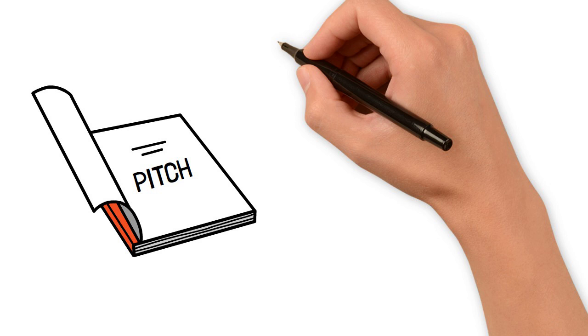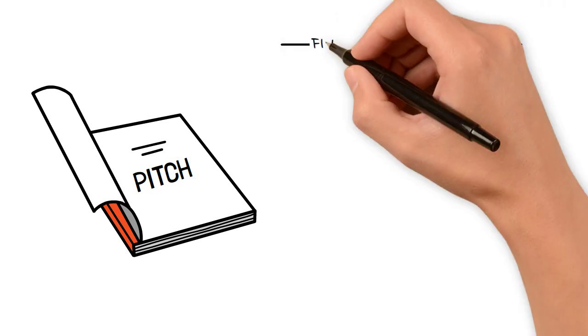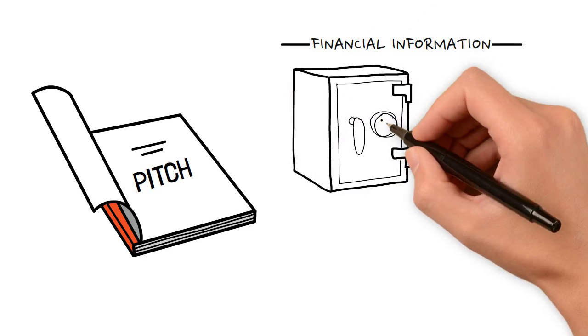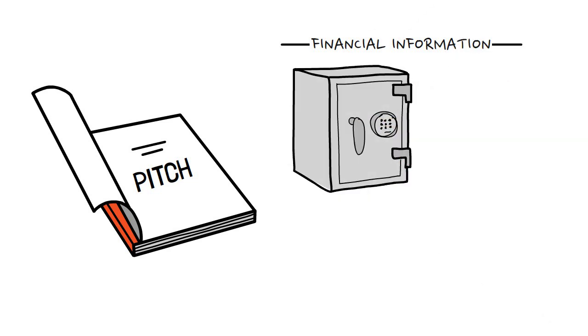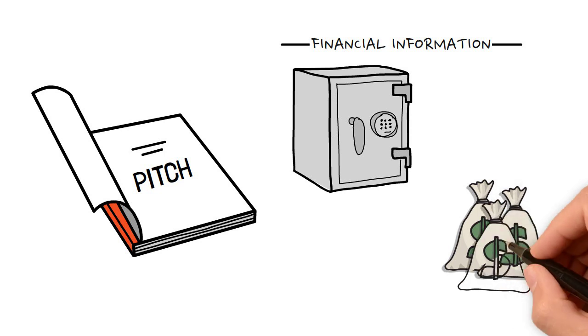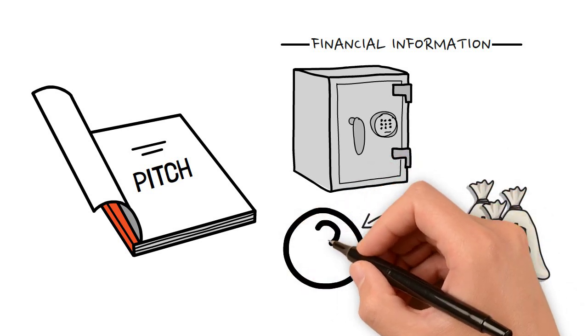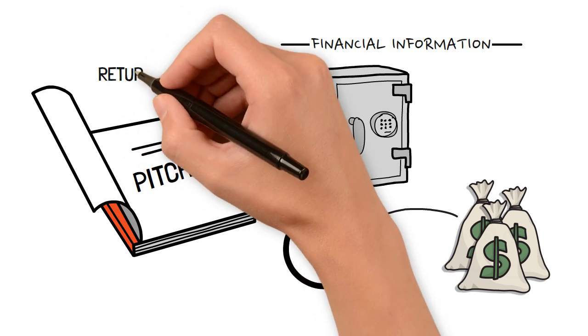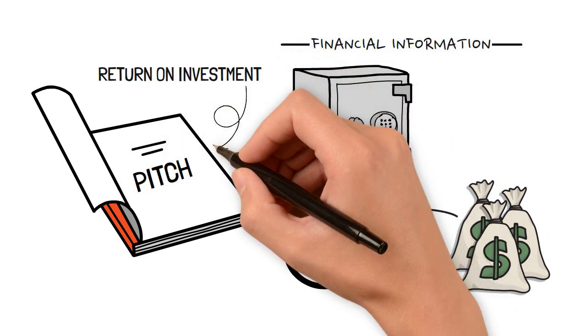The final section of your pitch deck should include financial information. This should include an overview of your current financials and a projection of your future financials. You'll also want to include information about your fundraising goals and how you plan to use the funds. This will help to demonstrate the potential return on investment for potential investors.